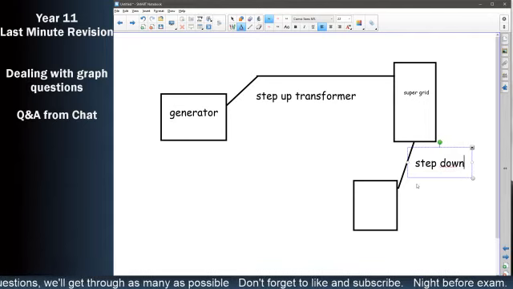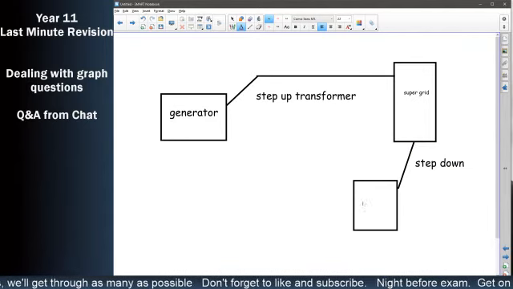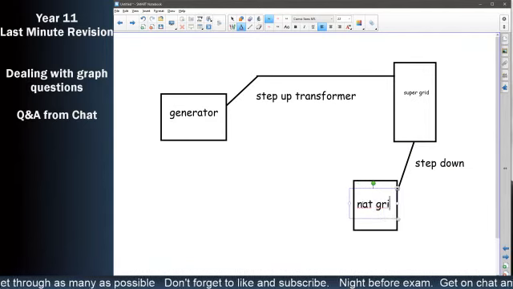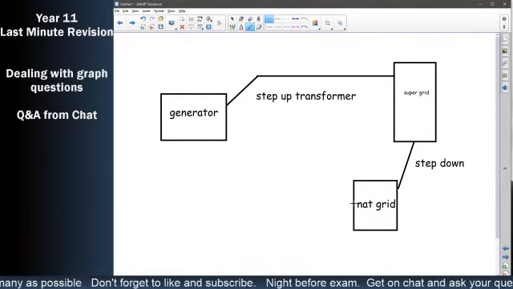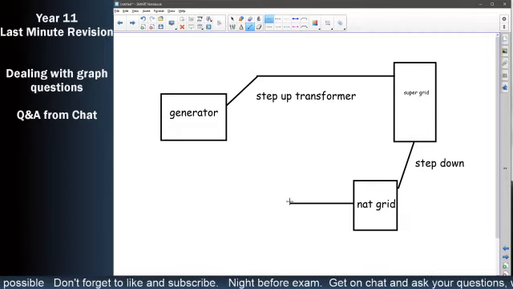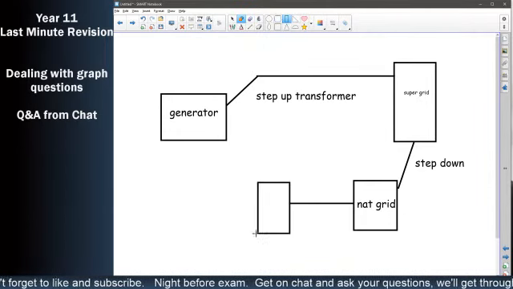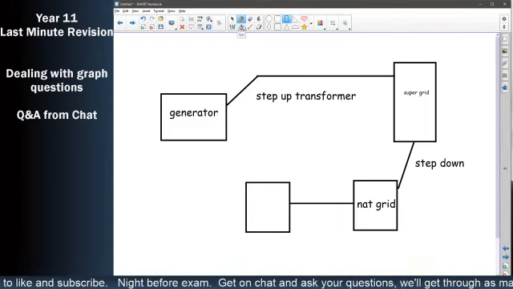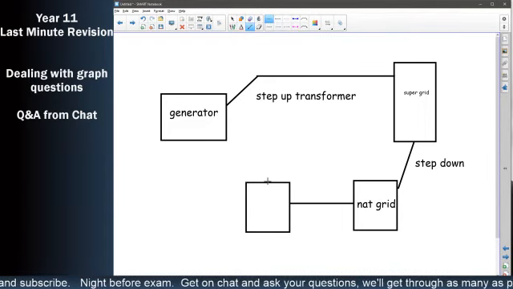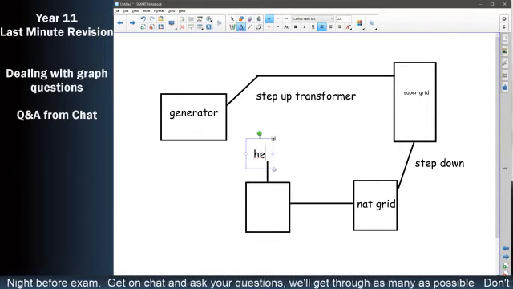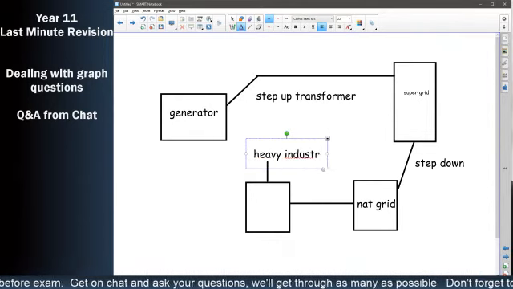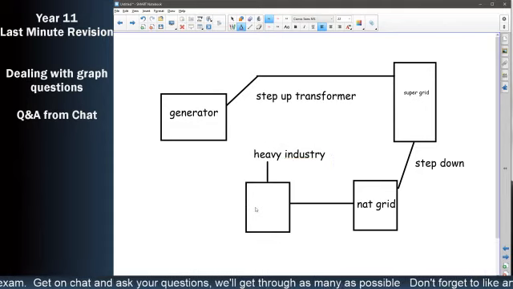Once we get across major countryside and stuff like that, we end up on the national grid. From there your national grid travels on and it can then split into a variety of positions. You will have a next step down transformer which will step it down to still pretty high voltage, but nothing like the super grid or the national grid. You step down off that and you end up at heavy industry. So we're going to step down here.